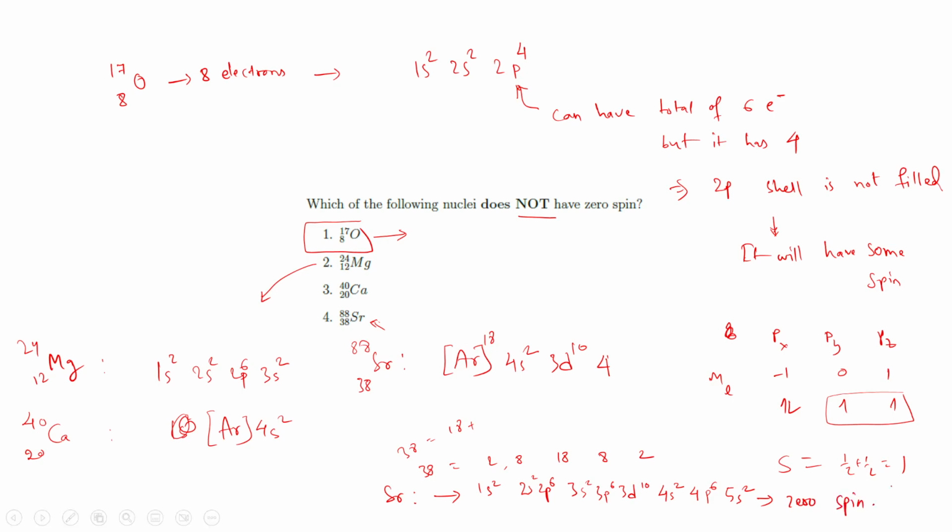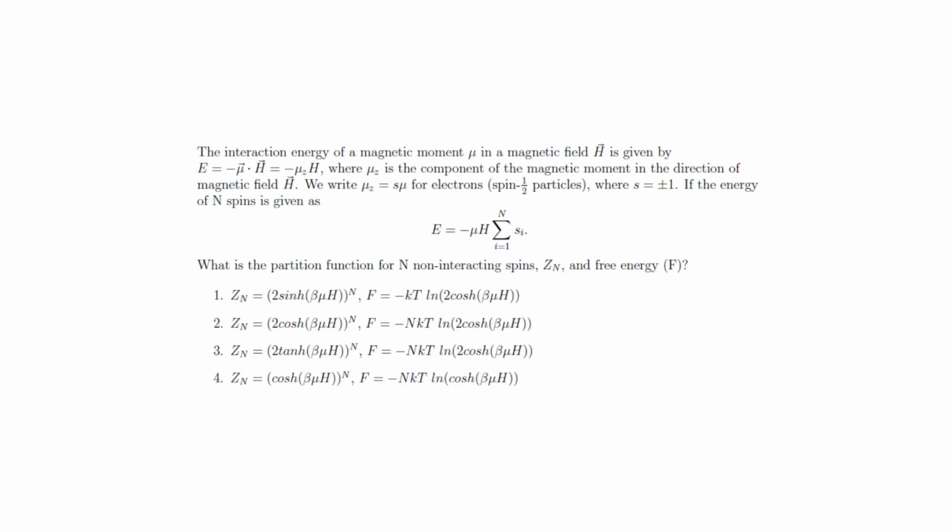Now let us go to the next question. Here the interaction energy of the magnetic moment in a field is given by this expression, and mu z is the component of the magnetic moment in the direction of the magnetic field. Here we write mu z is s mu for electrons, where s is equal to plus minus 1.